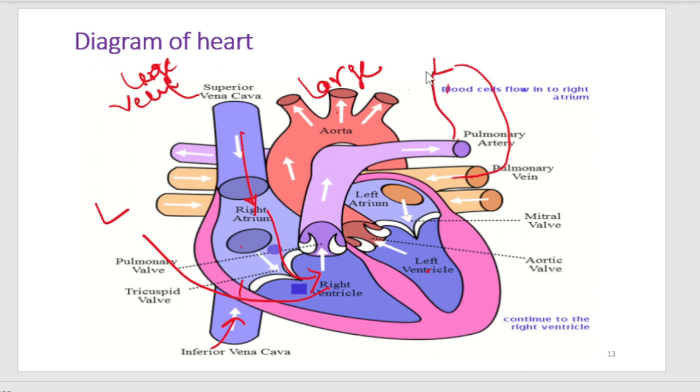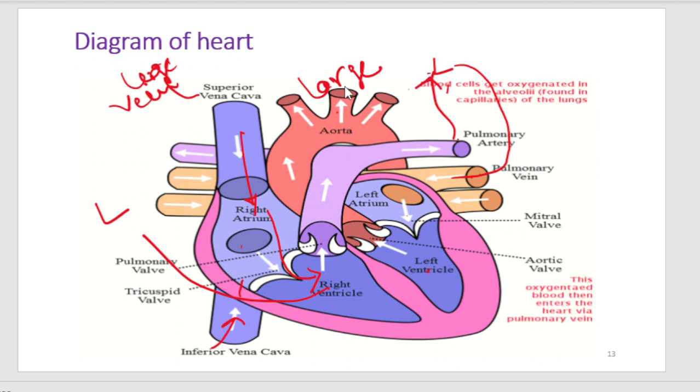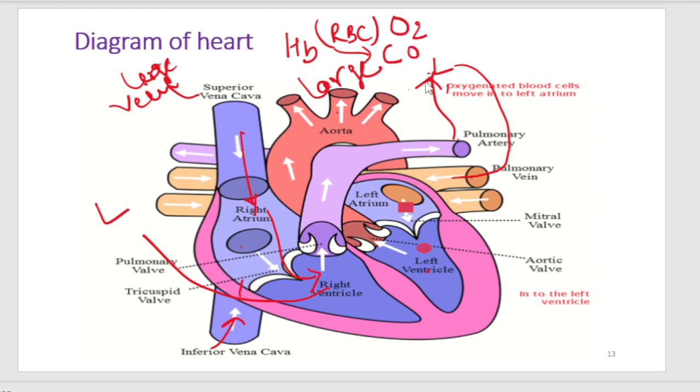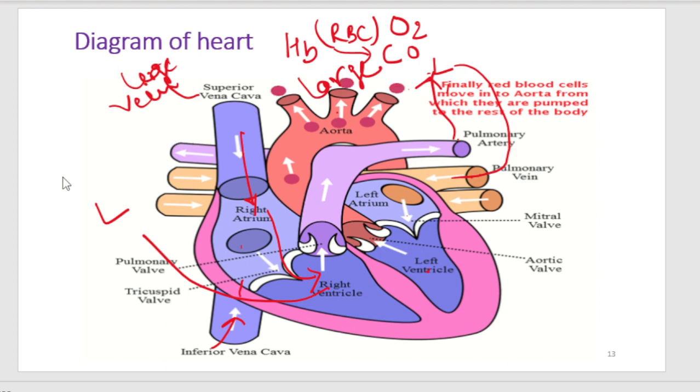On reaching the lungs, this deoxygenated blood loses carbon dioxide and gains oxygen. The hemoglobin found in our red blood cells has high affinity towards oxygen. However, if there is carbon monoxide in our body, hemoglobin shows more affinity towards carbon monoxide than oxygen. That is why carbon monoxide is very harmful for our body, and it may lead to the death of the patient.